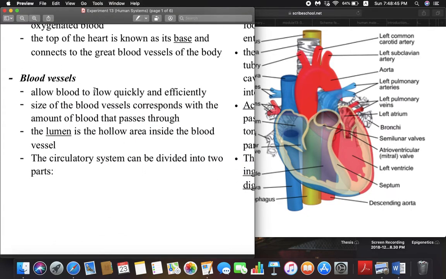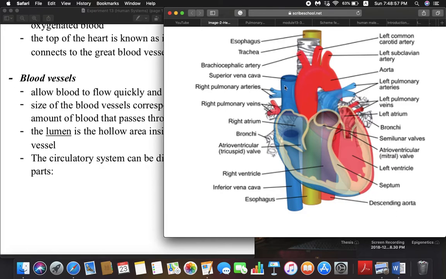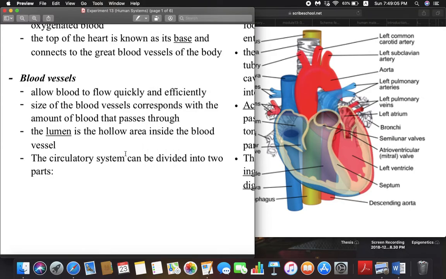Next, we have the blood vessels. Their main function is to allow blood to flow quickly and efficiently throughout the body. We need to know that the size of the blood vessel corresponds with the amount of blood that passes through. For example, this blood vessel right here has a larger size than this blood vessel here because more blood needs to pass through this blood vessel compared to that blood vessel.